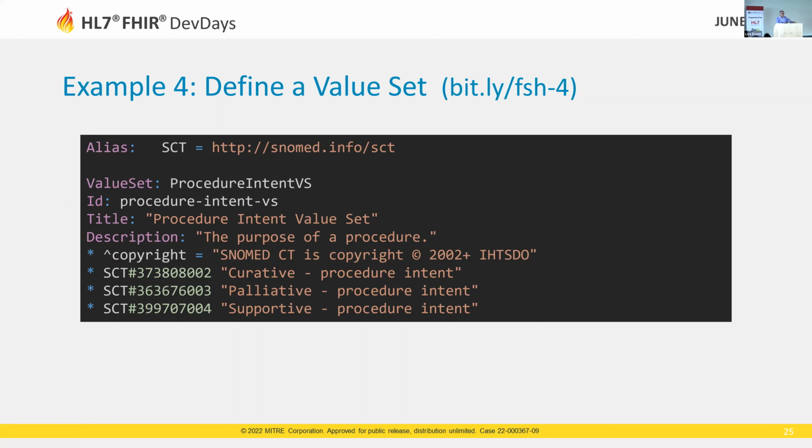All right, and then to sort of round things out, we'll do a value set. So a value set has 3 parts again. It has a declaration, which is value set, colon. It has an ID, a title, a description. So the ID is important here because that's going to become the canonical URL of your value set. And you note that we've defined an alias for SNOMED because I don't like to type. So we're going to use SCT for SNOMED CT.